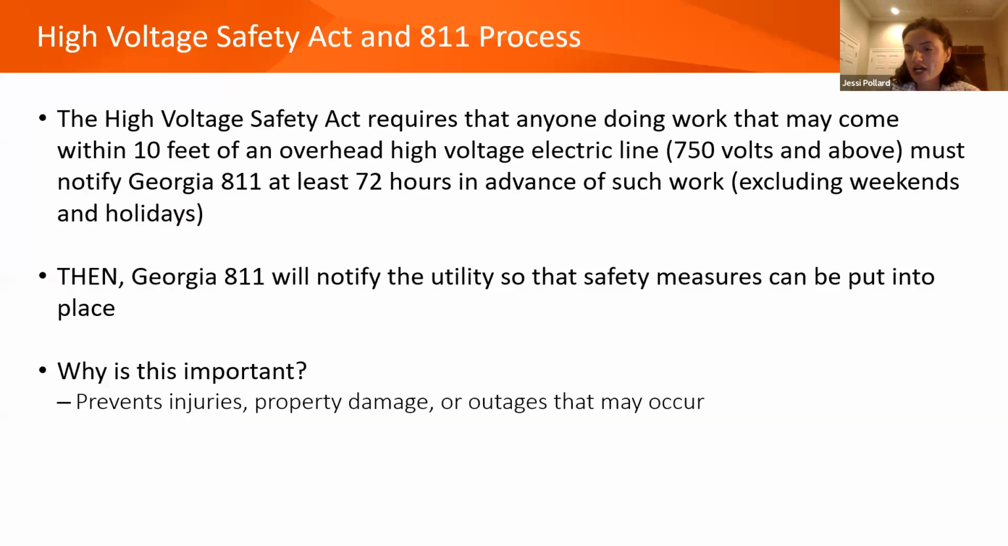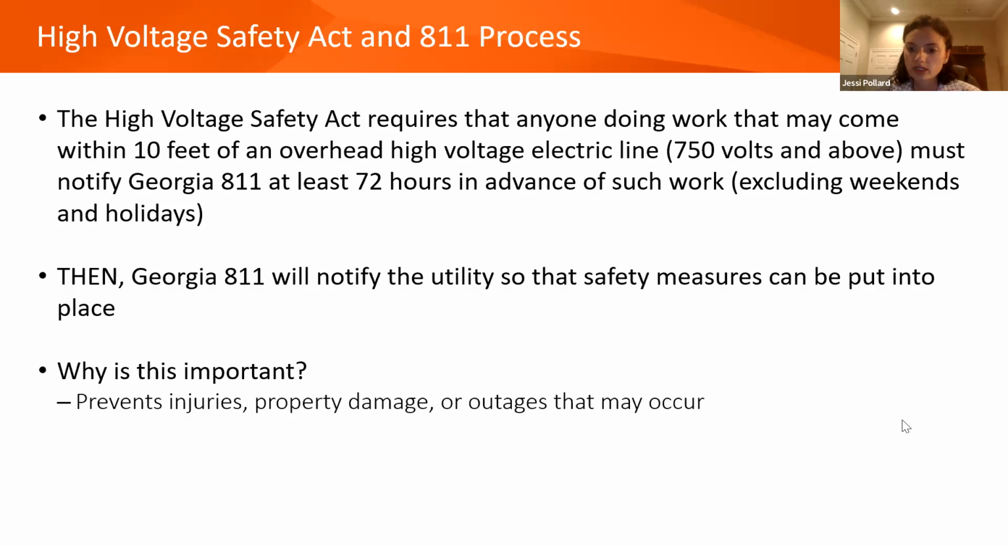So a little bit of background behind 811 and behind the High Voltage Safety Act. The High Voltage Safety Act requires that anyone doing work that may come within 10 feet of an overhead high voltage electric line, so that's 750 volts and above, must notify Georgia 811 at least 72 hours in advance of such work. Then Georgia 811 will notify the utilities so that safety measures can be put into place.